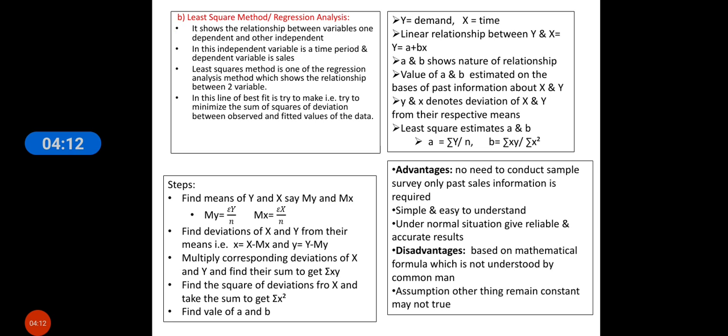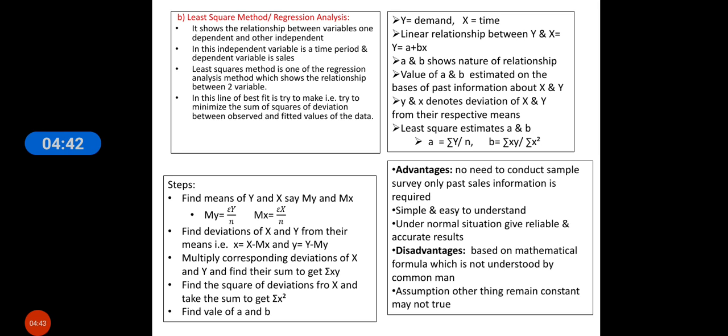Then we have the least square method. Least square method shows the relationship between the variables. One is a dependent and another is an independent variable. In this, the independent variable is the time period and the dependent variable is sales. इंडिपेंडेंट क्यों है? क्योंकि टाइम को आप कंट्रोल नहीं कर सकते हो, ठीक है, बट सेल्स इज डिपेंडेंट ऑन टाइम की अलग अलग टाइम पे अलग अलग आपकी सेल्स है, ठीक है.